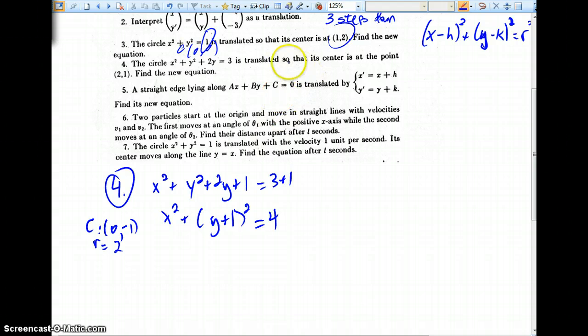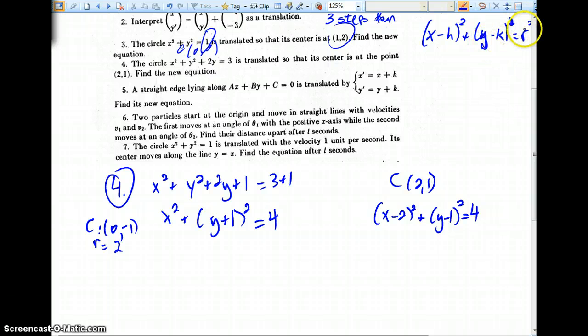But for number 4, they're saying translate this so that its center is at the point (2, 1). Well, again, knowing that our center is at (2, 1), this is what so many kids want to do lightning fast, and they'll get the right answer. They'll say, look, I know I still have a radius of 2, but it's just being moved. Won't my new equation be (x minus h) squared plus (y minus k) squared equals r squared? This is my new center.